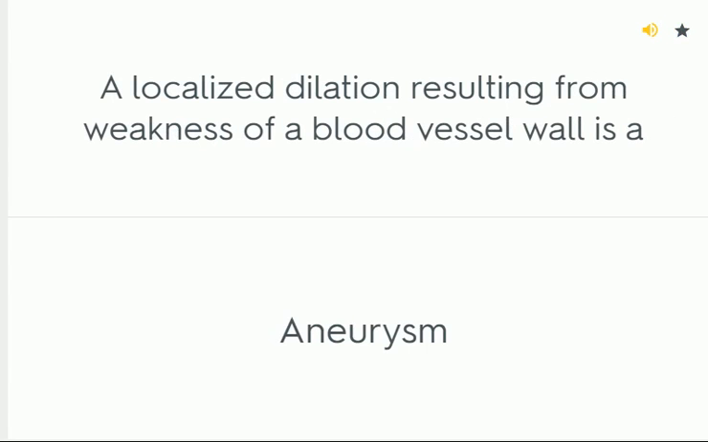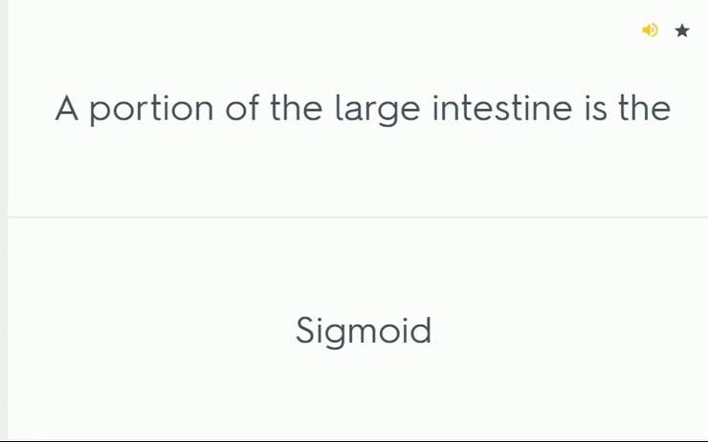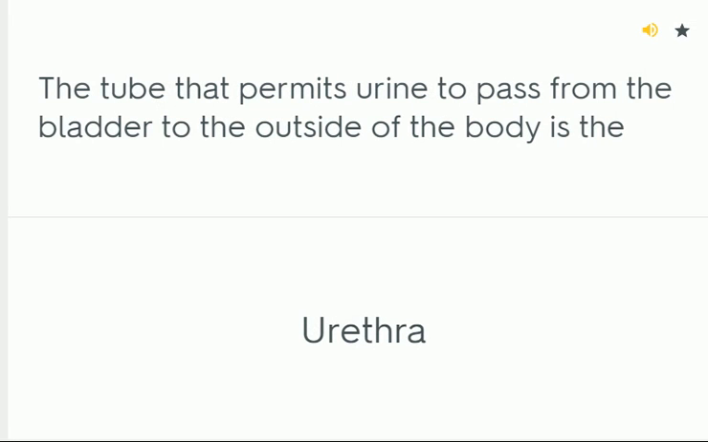A localized dilation resulting from weakness of a blood vessel wall is an aneurysm. An example of chronic obstructive pulmonary disease is emphysema. A portion of the large intestine is the sigmoid. A chronic degenerative disease of the liver is cirrhosis. The tube that permits urine to pass from the bladder to the outside of the body is the urethra.